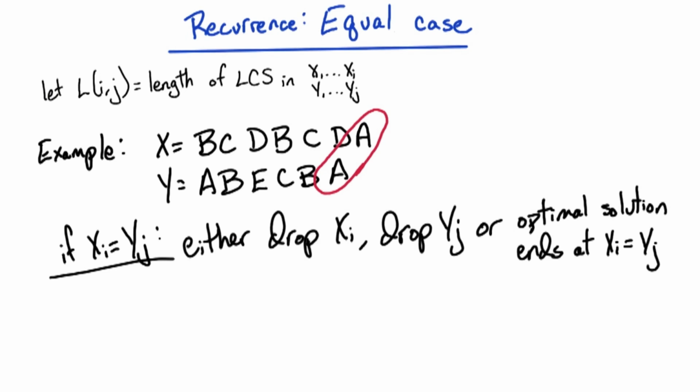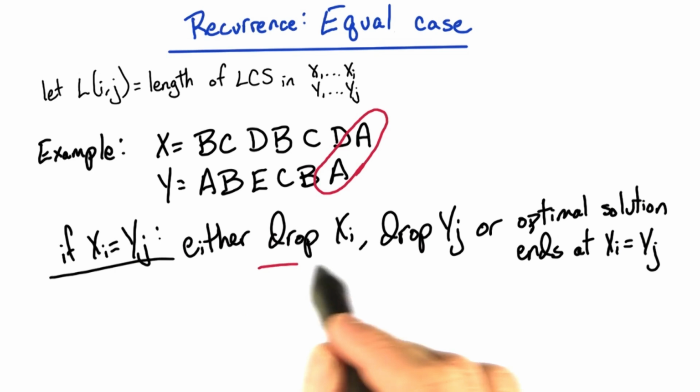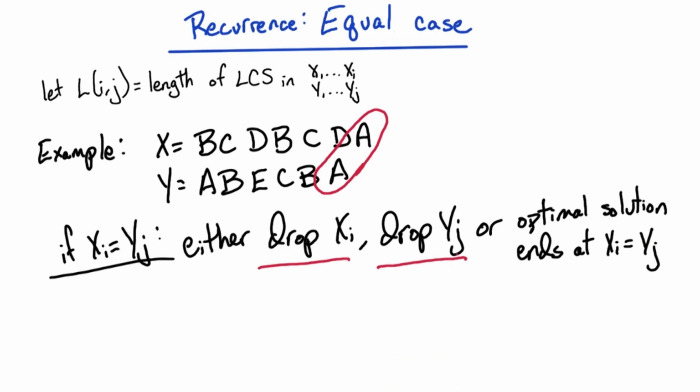As in the unequal case, we can either not include xi in the optimal solution, in which case we drop xi, or we drop yj. Notice actually those two are the same in this scenario because xi and yj are the same, so if we're dropping xi, we're also dropping yj. That's going to foreshadow a little bit the solution, the recurrence. The other possibility, which didn't exist in the unequal case, is that the optimal solution ends in the common character xi, yj. As in the unequal case, we're going to look at these three scenarios, and we're going to take the best of the three.